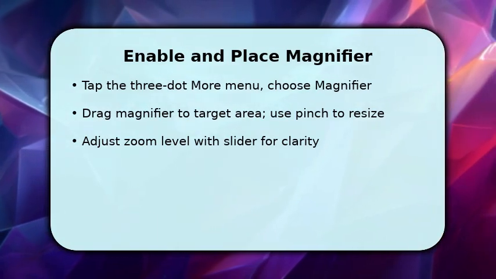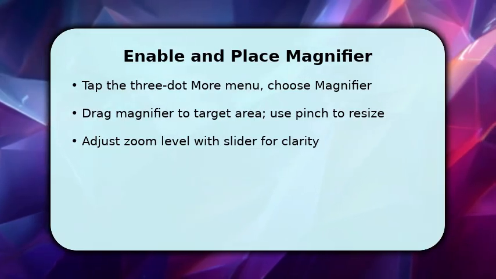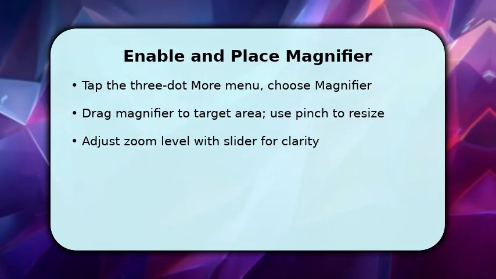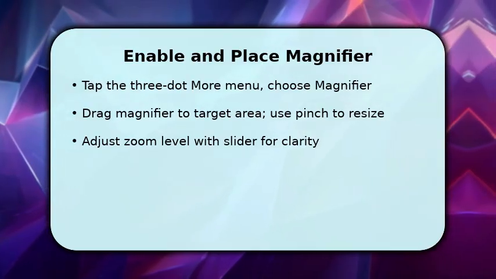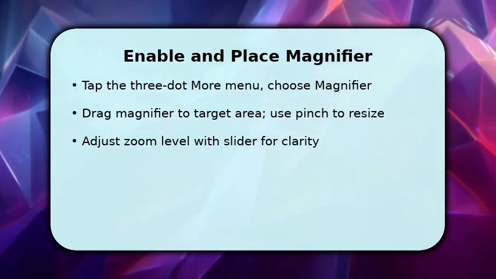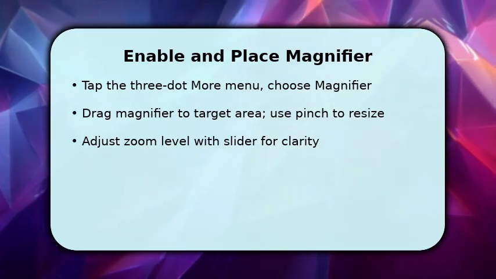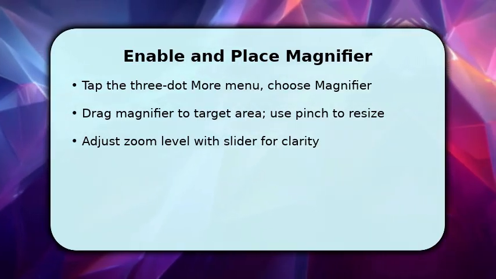Drag the circular magnifier to the exact spot you want enlarged and pinch with 2 fingers on the lens to resize it for context versus detail. Adjust the zoom slider to increase or decrease magnification until text or features are readable.